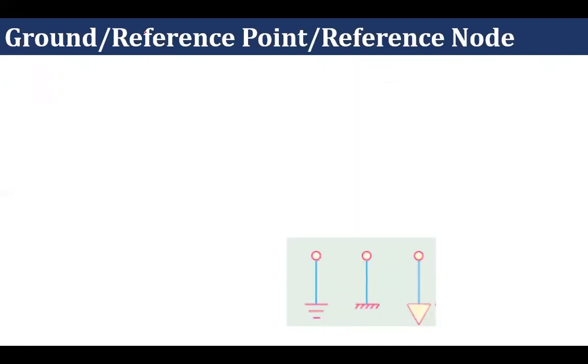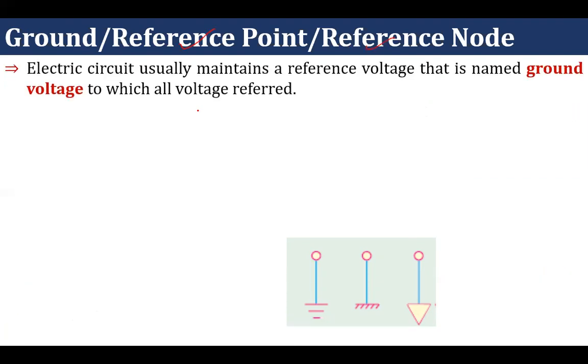Now we'll go through ground, which is also known as the reference point or reference node. Electric circuits usually maintain a reference voltage that is named the ground voltage, to which all voltages are referred. To understand the ground, I would like to give an example. Suppose I say measure the height of the blackboard. This is the blackboard, and you have to measure its height.